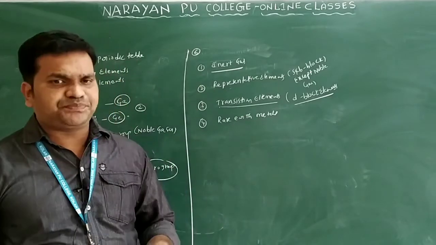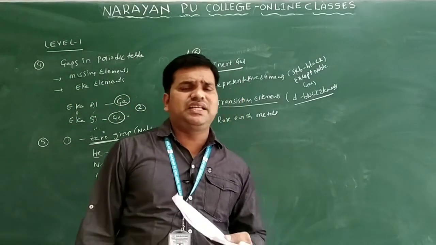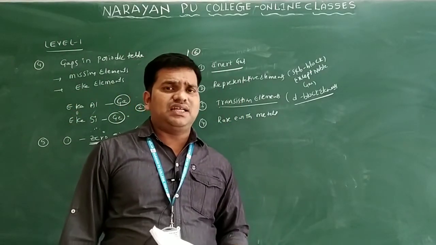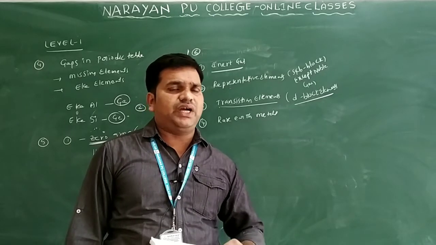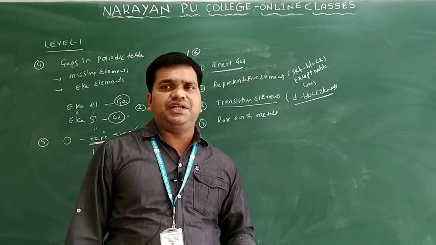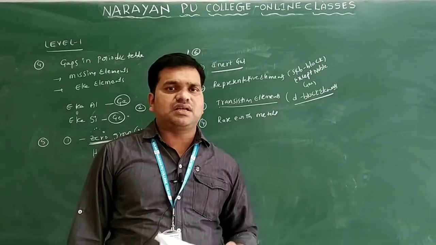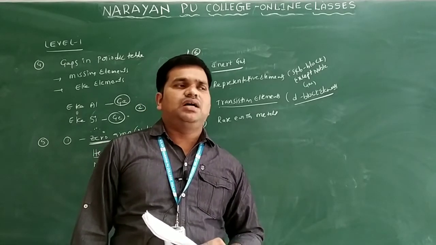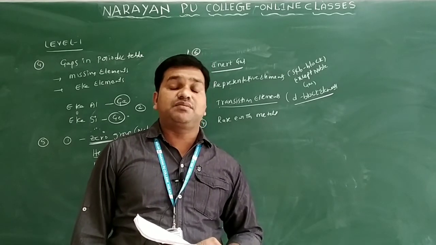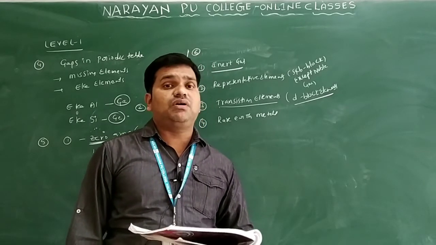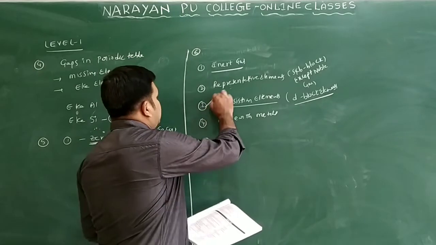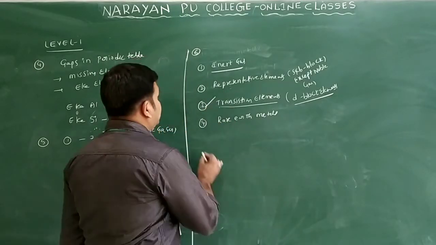We will take the transition series: 3d transition series, 4d transition series, 5d transition series. Scandium to zinc, yttrium to cadmium, lanthanum to mercury all come under transition series elements. They have similarities in both groups and periods only. So transition elements is the answer for this question.